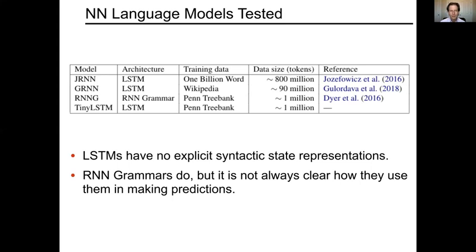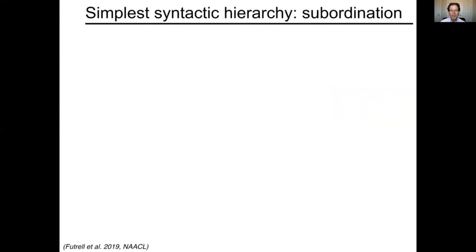And then as a control for the hierarchical structure of the recurrent neural network grammar, we'll also have just an ordinary LSTM model trained on that same data set. Of course, the LSTM models don't have an explicit syntactic state representation, but we saw last time they can actually learn a fair amount of things about syntax anyway, and we'll compare that with the model that actually does have explicit syntax.